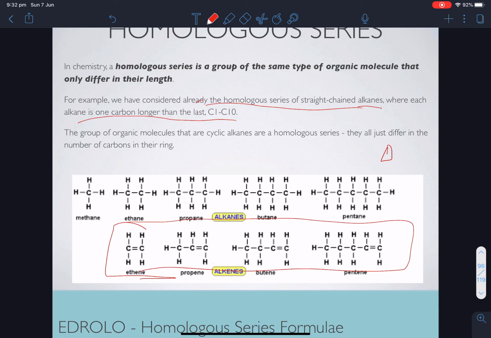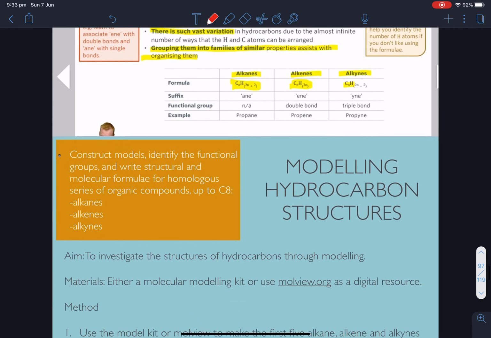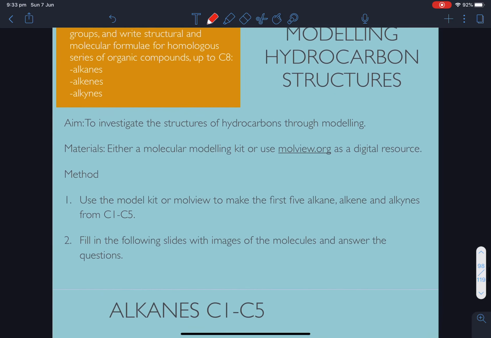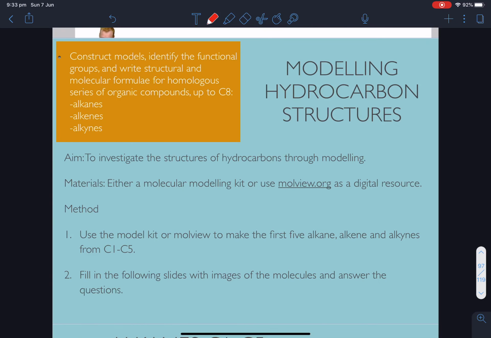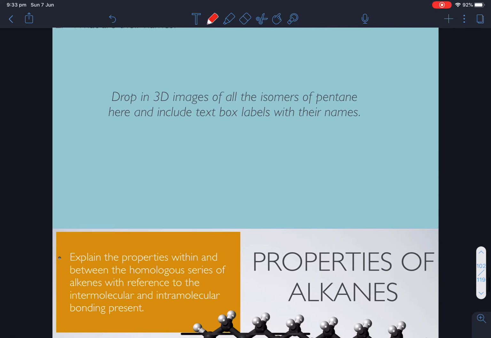We'll also talk about the alkenes. So here's another homologous series where we've got ethene, propene, butene, pentene. Okay, and there's an activity there on modelling hydrocarbon structures, so constructing models of homologous series. All right, you can download the keynote there.